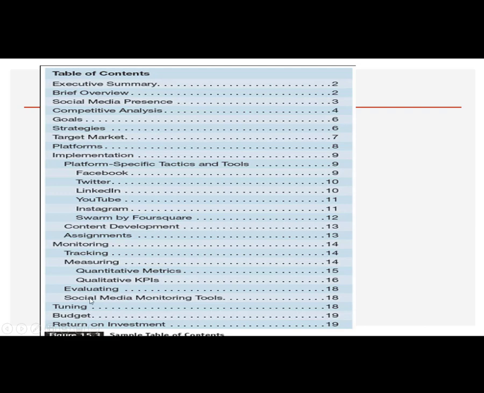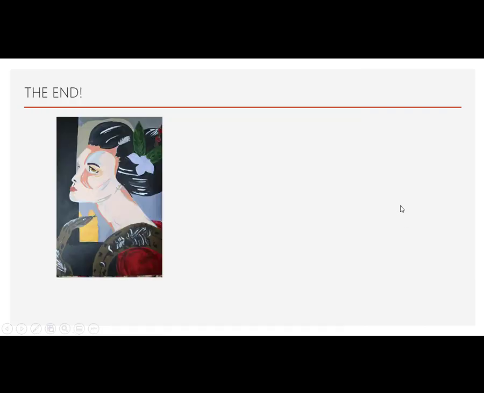And then we get into evaluating social media monitoring tools. Some of these will be applicable and some won't. So in essence, that's all that we have for the update.